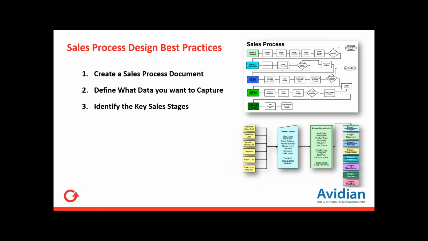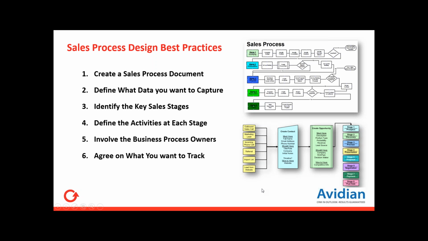Then what you'll do is identify the key sales stages, and these are nothing more than the steps you normally go through in your sales process. Then we're going to start defining the activities that take place at each stage. Remember, though, to involve the business process owners. In this case, in the context of today's program, this would be primarily salespeople, sales management, and executive management, but it could be anyone involved in the process. Very key. You have to get their buy-in.